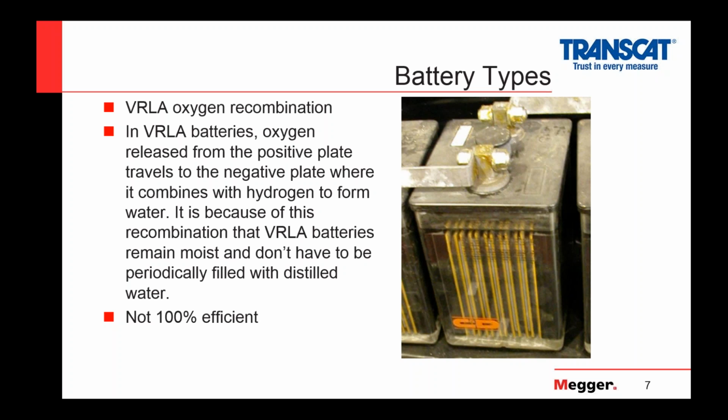However, keep in mind, no chemical reaction is 100% efficient. So over time, it does slowly lose electrolyte. And the failure mode of a VRLA battery is called dry out, which we're going to cover in the failure modes.